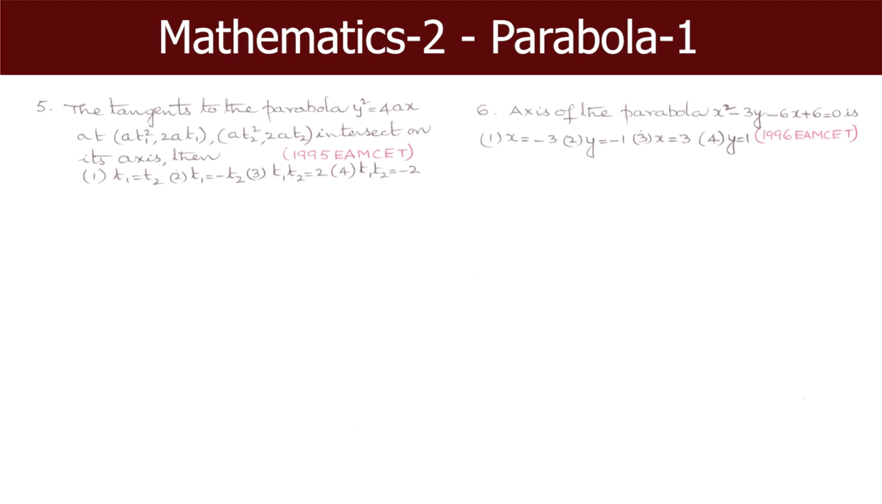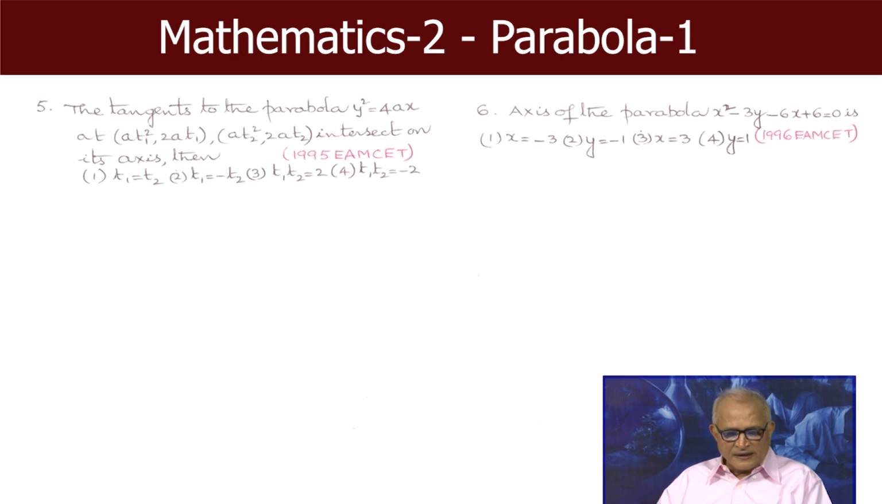Next, the tangents drawn to the parabola y^2 = 4ax at the points t1 and t2 intersect on its axis.